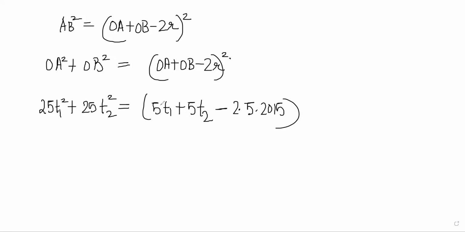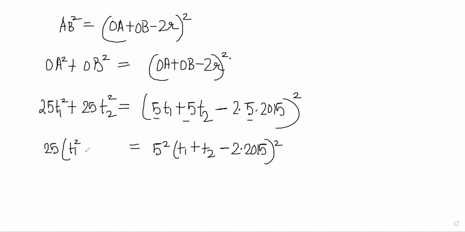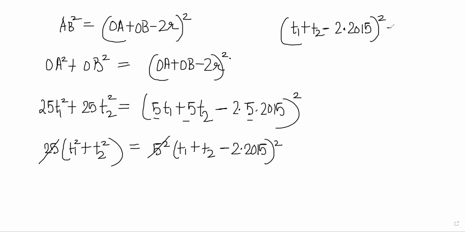So what we can do is, since this is a whole square, take 5 common from all the terms and we get 5 square times (T1 plus T2 minus 2 into 2015) whole square, and this is 25 times (T1 square plus T2 square). So we can cancel the 5 square and 25 and we get this equation: (T1 plus T2 minus 2 times 2015) whole square is equal to T1 square plus T2 square.